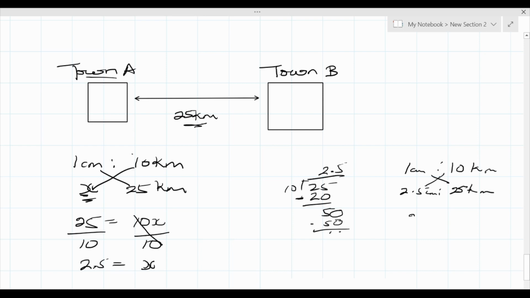On this left hand side, we would have 25. The cross product here is 25 because 1 times 25 is 25, and 10 times 2.5, that's also 25. And we know that once we get it to this, then we are correct. So our final answer is that on the map, 2.5 centimeters would represent the actual distance of 25 kilometers if the scale is 1 centimeter to 10 kilometers.